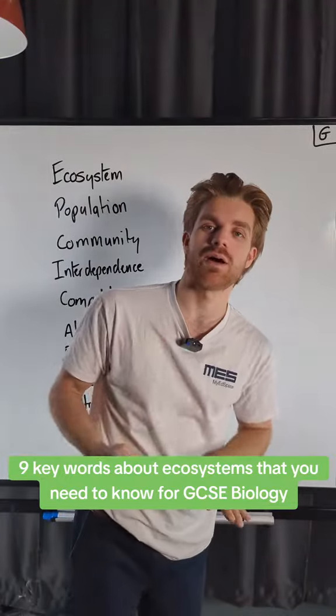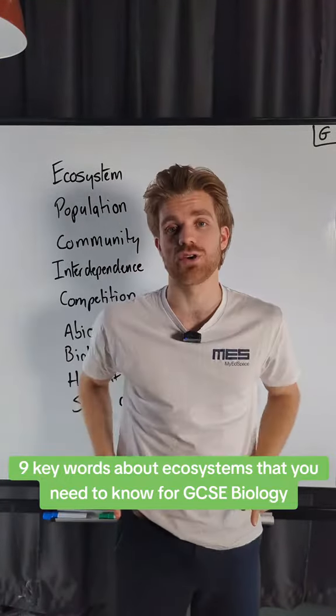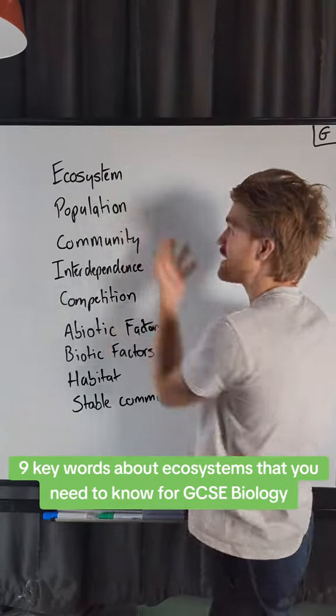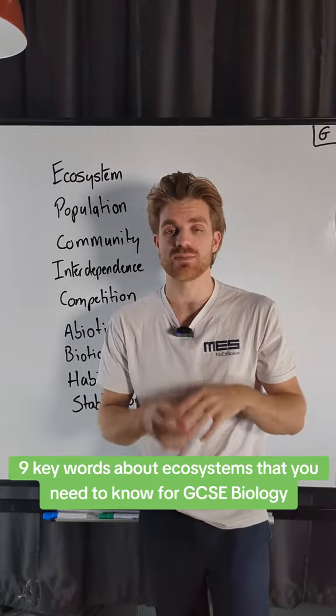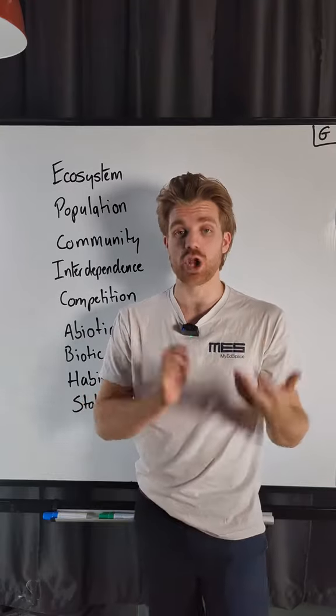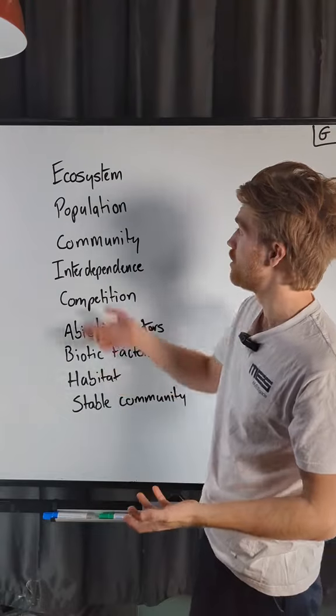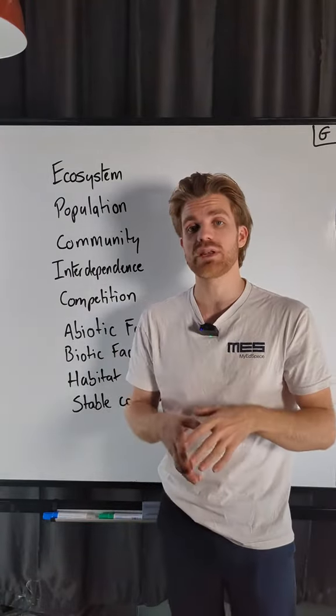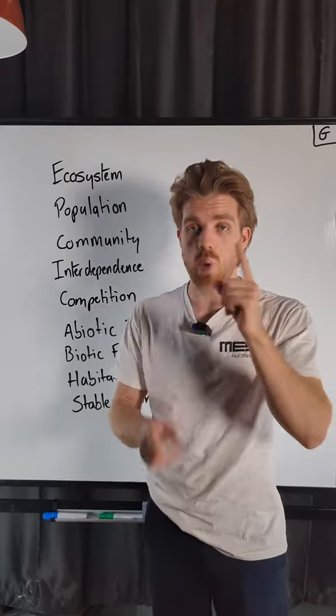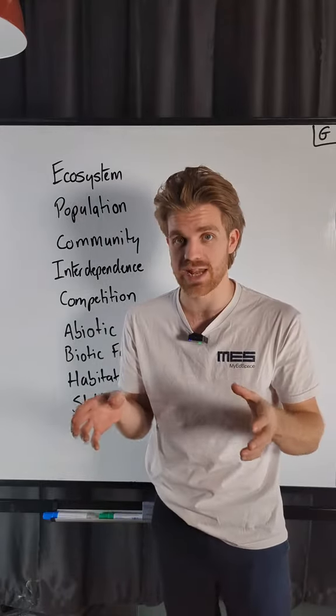9 keywords about ecosystems that you need to know the definition of. The first one is an ecosystem itself. Now, an ecosystem is the interaction between the living and the non-living parts of the environment. Those living parts of the environment form a population. The population is the number of individuals of one species within a certain area.